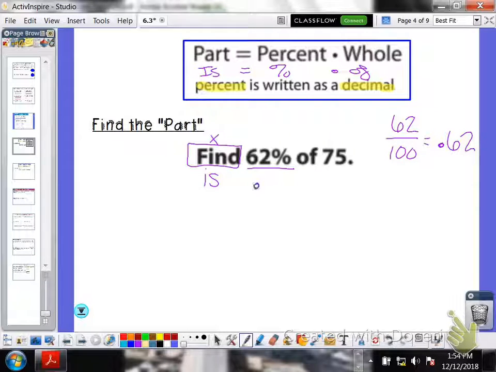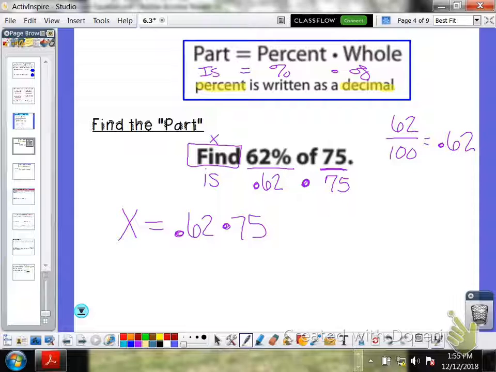So we have 0.62, and then the of, that's our whole, and of means multiply, 75. So when we put this all together, x, our unknown, is equal to 0.62 times 75. Here is why I recommend not using the dot for times, because of the decimal here. I would put that in parentheses. Up to you. So when we take 0.62 times 75, we get x equals 46.5.